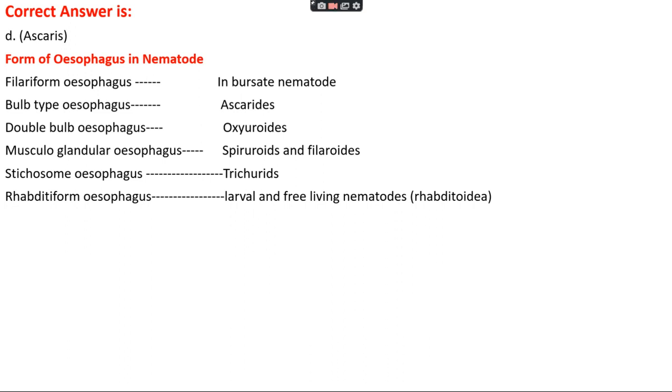Double bulb shape oesophagus is found in oxyurids, which are pinworms. Muscoglandular oesophagus is found in spiruroids and filaroids. Stichosome oesophagus is found in trichurids. Rhabditiform oesophagus is found in larval and free living nematodes, that is Rhabditoidea.